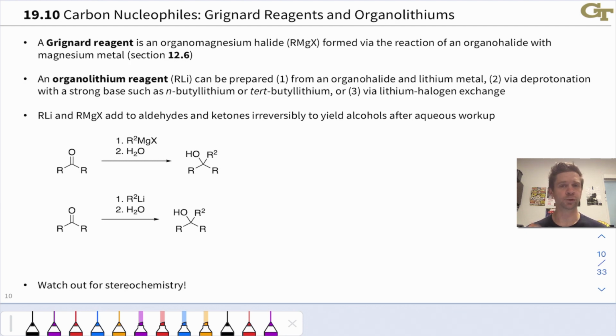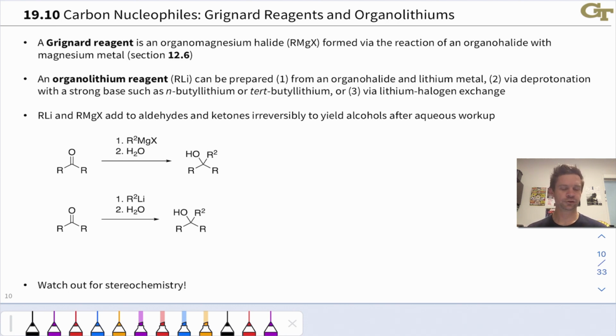Now, the third method, which is very, very commonly applied in practice, involves lithium halogen exchange, the exchange of a lithium atom for a halogen atom through something we can envision as a kind of reduction process, converting an organohalide into an organolithium reagent via the exchange of lithium with another organolithium compound. So it's a kind of reduction, essentially, lithium halogen exchange.